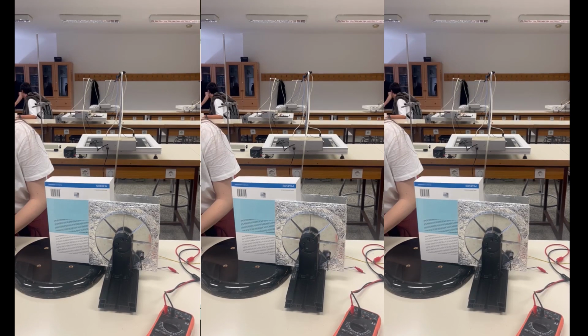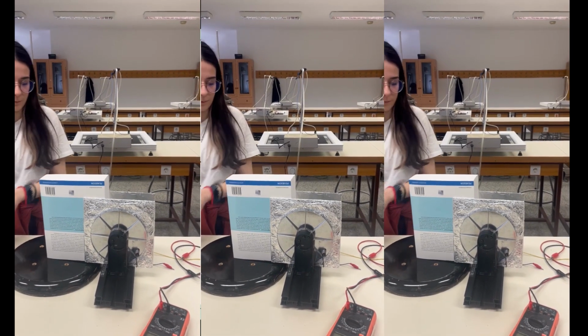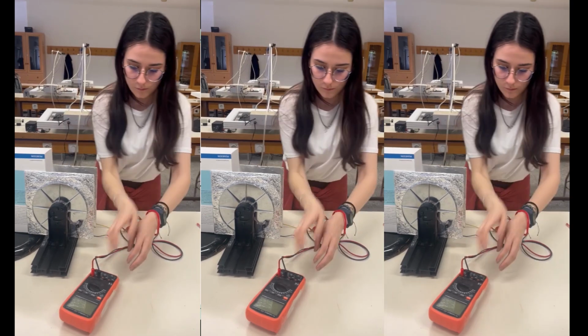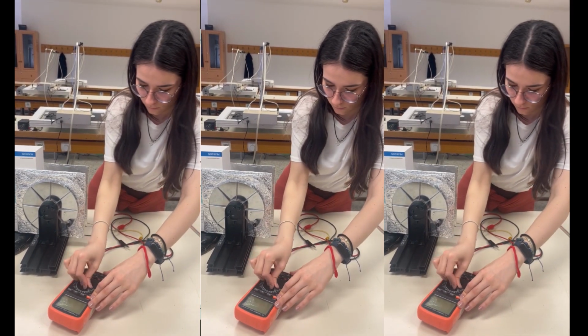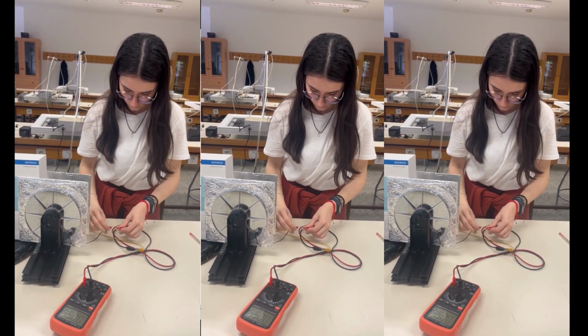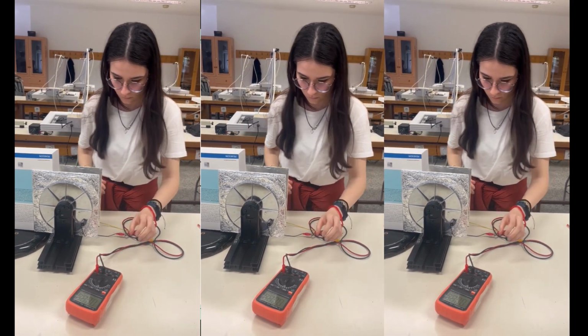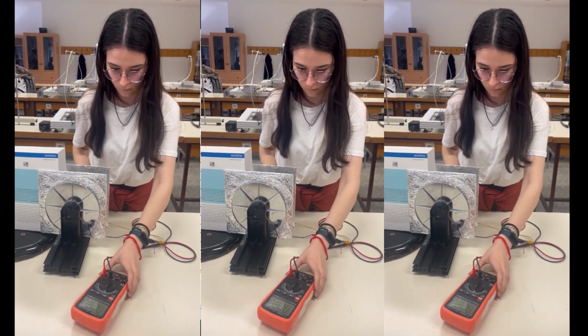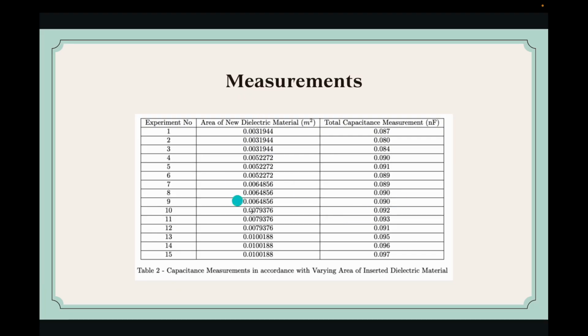Before starting the experiment, I adjusted the parallel plates to the same heights. I measured the dimensions of the parallel plates and the thickness of the inserted material, which was equal to the distance between parallel plates. I inserted the electric material gradually, then capacitance results were recorded with varying area ratios. In order to minimize the measurement error, this process was carried out 3 times using 5 different areas filled with the electric material. This table shows the capacitance measurement values with respect to changing areas of inserted dielectric material.